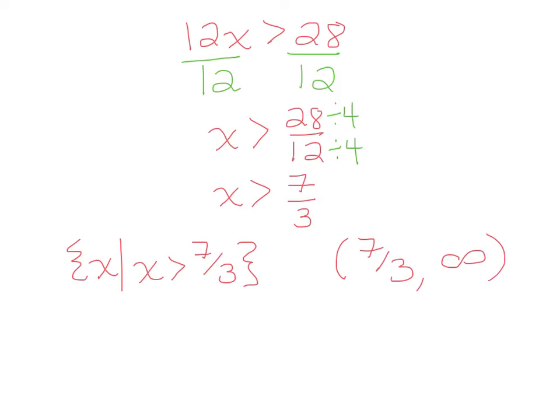Notice that we use the parentheses for both sides. We use the parentheses on this side because it is just simply a greater than sign versus a greater than or equal to sign. Remember that if it's a greater than or equal to sign, that's when you use the bracket. If it's just a greater than sign, then you use the parenthesis. And we always enclose infinity with the parentheses. So this is my final answer.